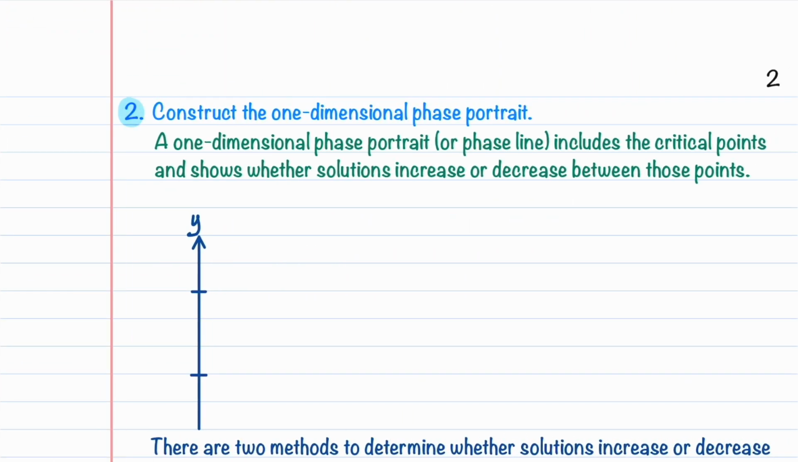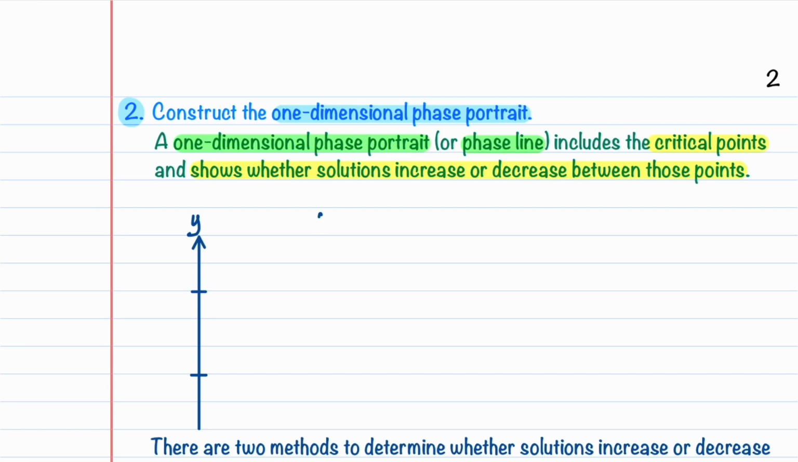The second thing that we need to do is construct the one-dimensional phase portrait. Let's start by learning about what that is. A one-dimensional phase portrait, sometimes called a phase line, includes the critical points and shows whether solutions increase or decrease between those points. Let's construct the phase line for our example.